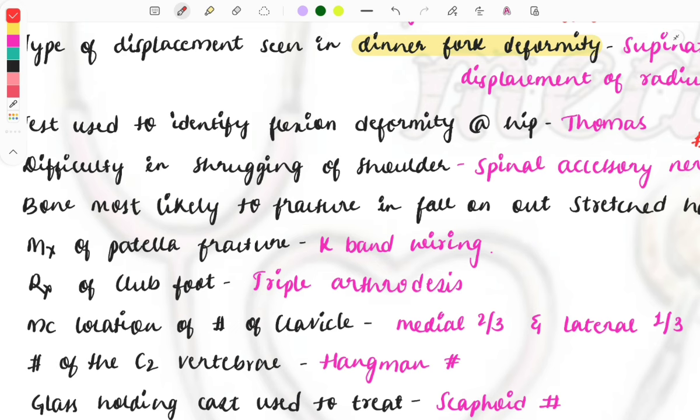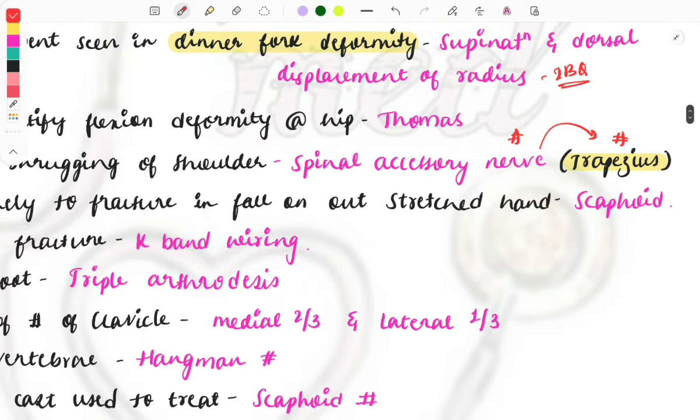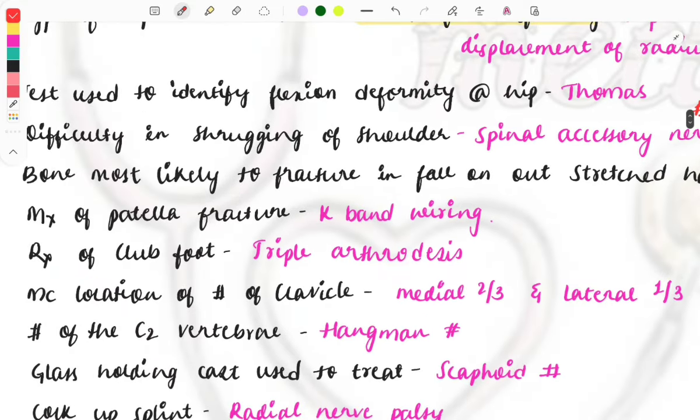Then the bone most likely to fracture in a fall on an outstretched hand is the scaphoid. Then management of the patellar fracture is K-wire and tension band wiring, and an image based question can be given.